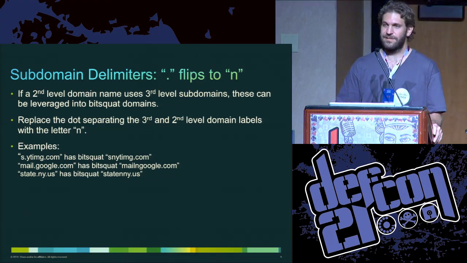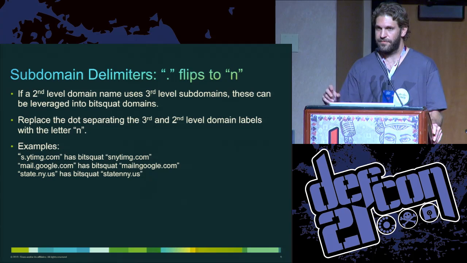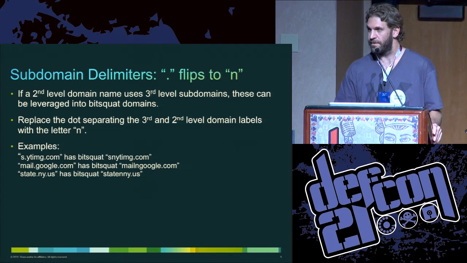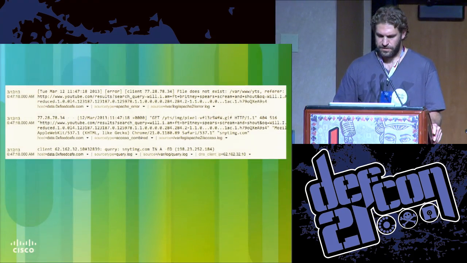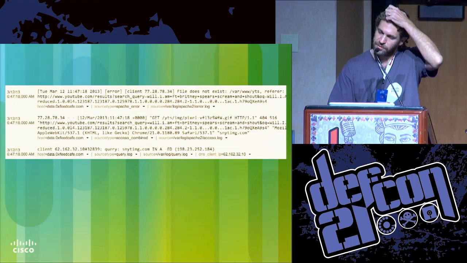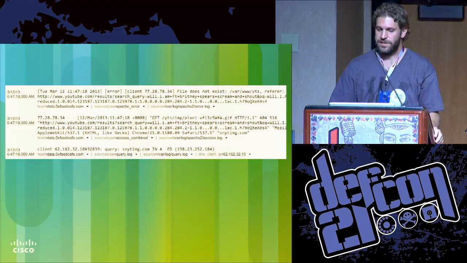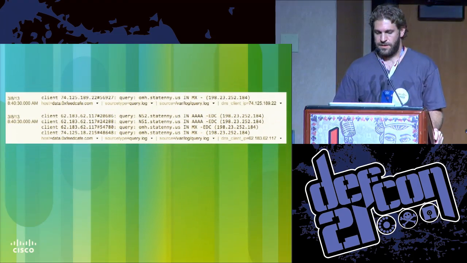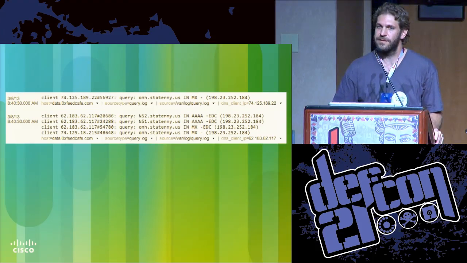Another interesting one was the state of New York. Every state in the United States has a state.something.us. You can basically replace that second dot from the right with a letter N and see some traffic. Here's an example from YouTube. It actually has a referrer from YouTube, and this was going to our snytimg.com domain. And here's an example. The OMH subdomain is actually a real subdomain at the state of New York. It's the Office of Mental Health. But we were getting lots of different requests from them.